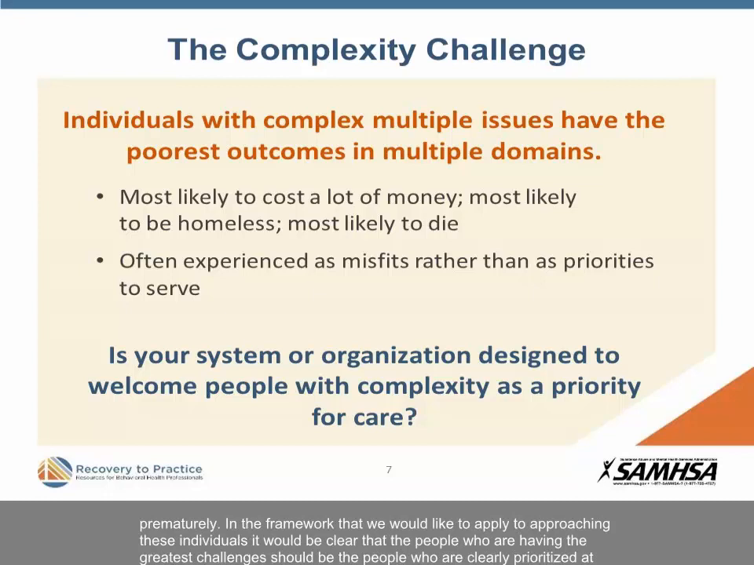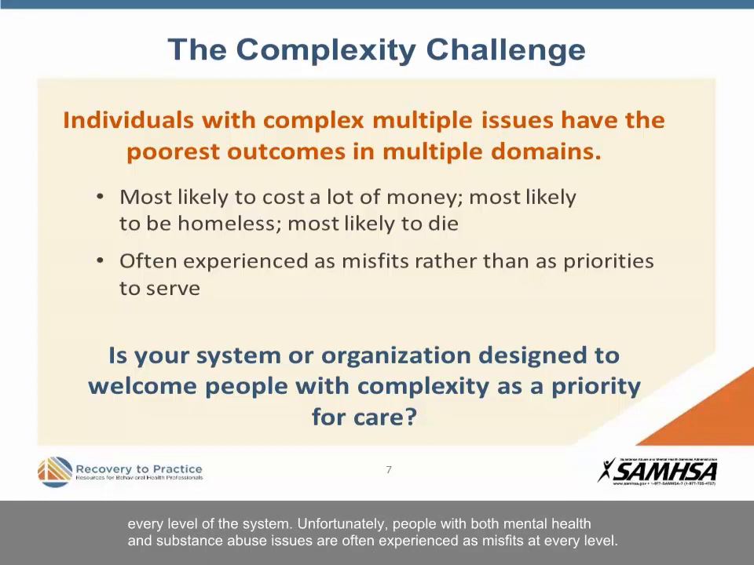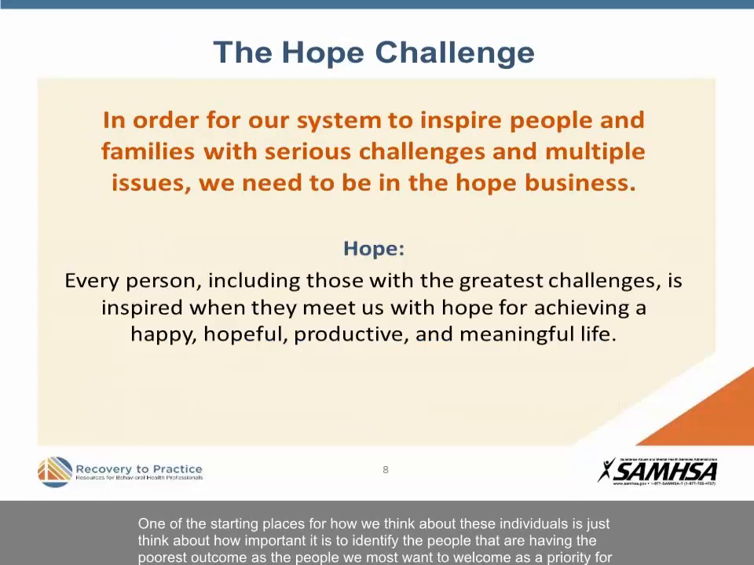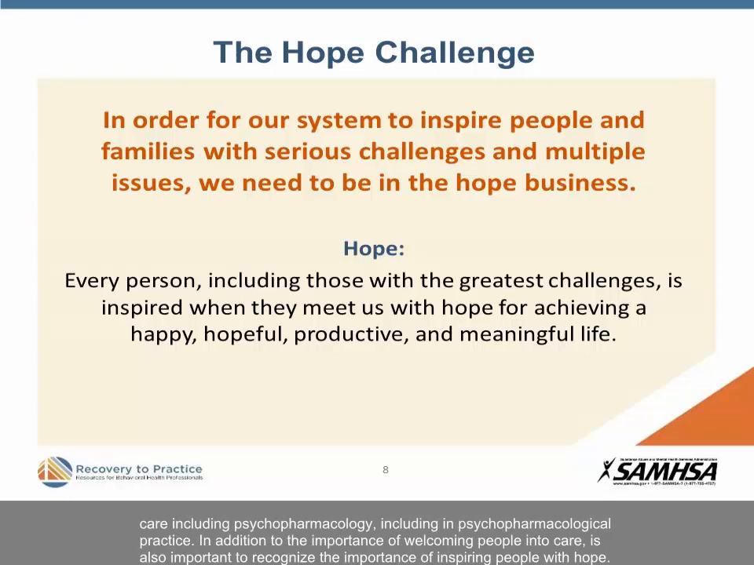In the framework that we would like to apply to approaching these individuals, it would be clear that the people who are having the greatest challenges should be the folks who are clearly prioritized at every level for system attention. Unfortunately, people with both mental health and substance use issues are often experienced as misfits at every level: at the system level, at the program design level, and at the level of competency and training of people providing care, including people who provide psychopharmacology. So one of the starting places for how we think about these individuals is to think about how important it is to identify the people who are having the poorest outcomes as the people we most want to welcome as a priority for care, including in psychopharmacologic practice.